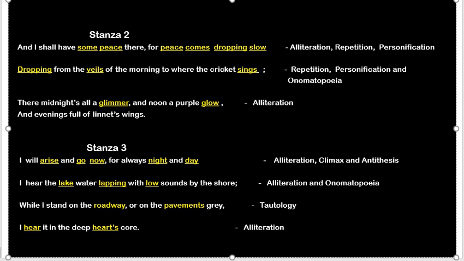I hope you have clearly understood about the poetic devices used in the poem The Lake Isle of Innisfree.